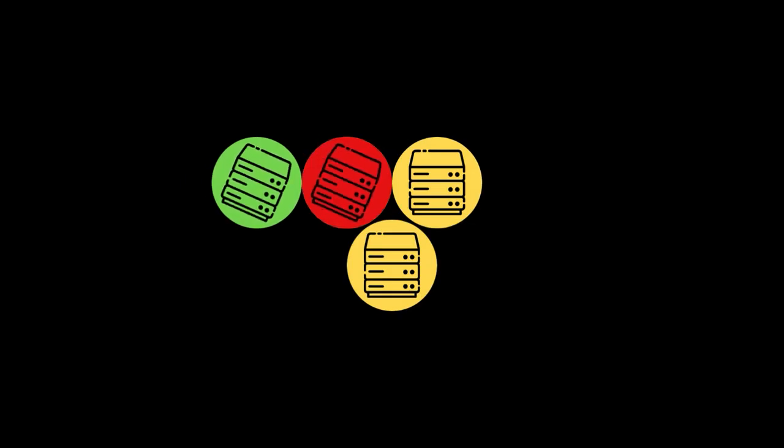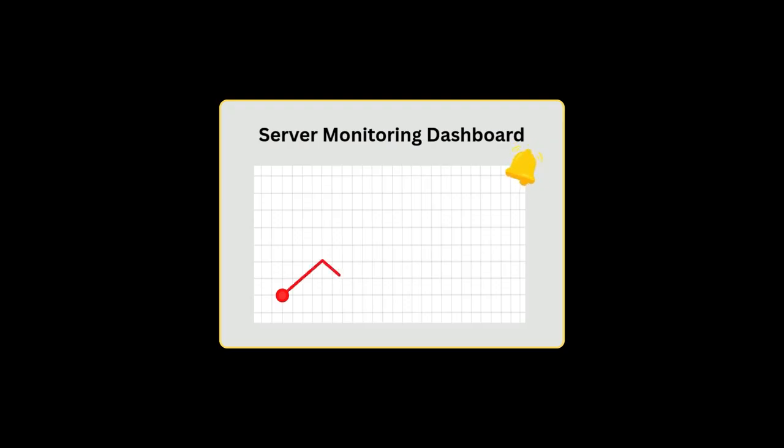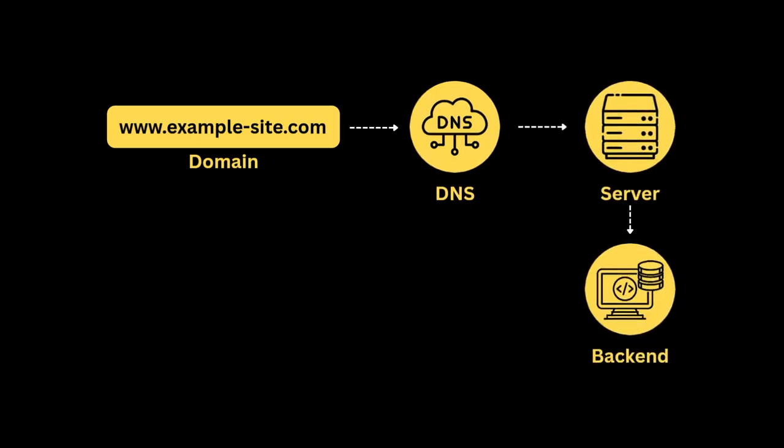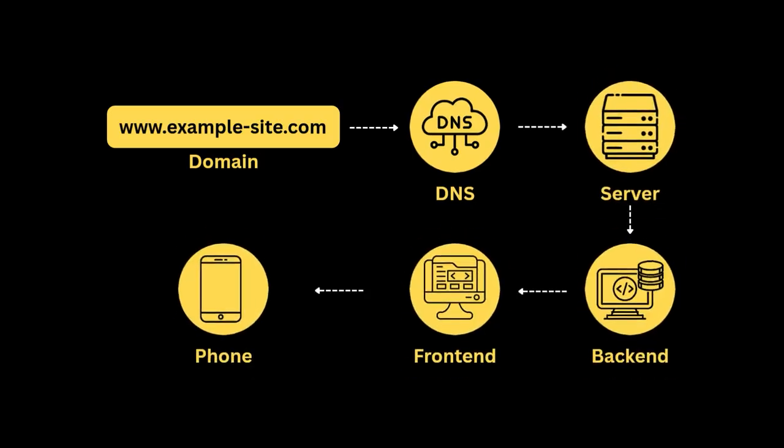Scale that up and you need orchestration, Kubernetes, deciding which server runs which container, and restarting anything that quietly dies. And once it's live, monitoring tools watch every single request, just waiting for a reason to page someone at 3 a.m. So, the full trip: domain to DNS, request to server, backend to database, response to frontend to your screen.